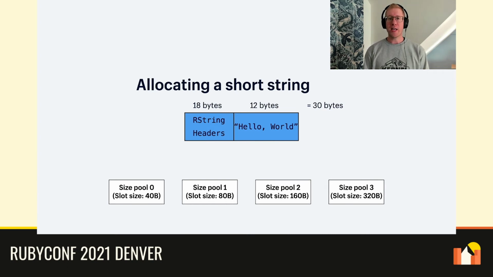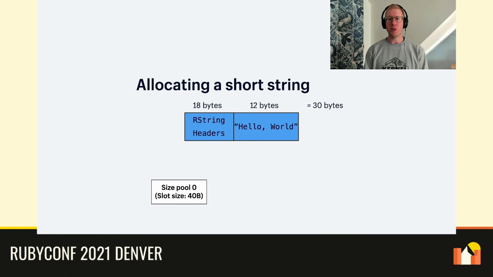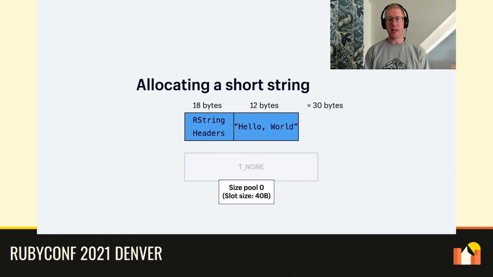This is because strings allocated using variable width allocation have to support a longer embed length, and so we need a couple of extra bytes to store this larger number. So the headers now occupy 18 bytes, and the contents occupy 12 bytes, which means we need 30 bytes in total. This fits inside the slots of our first size pool, which are 40 bytes, so we request a free slot and allocate into it, with 10 bytes at the end of the slot going unused.